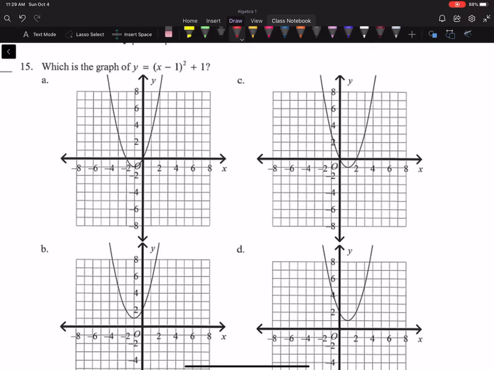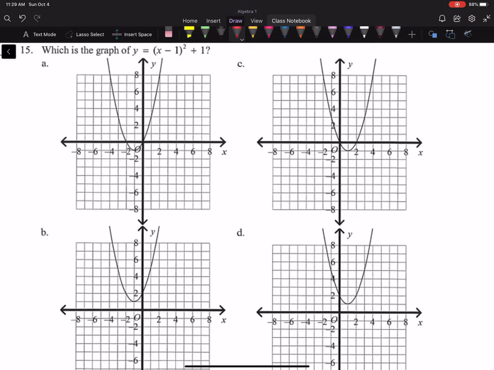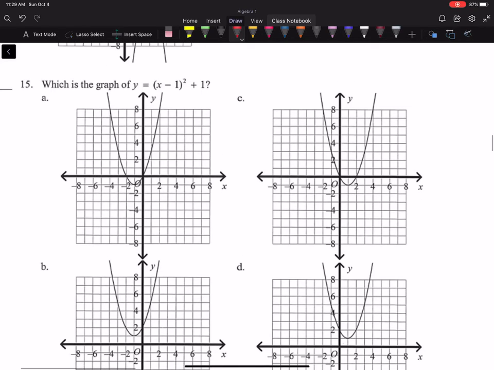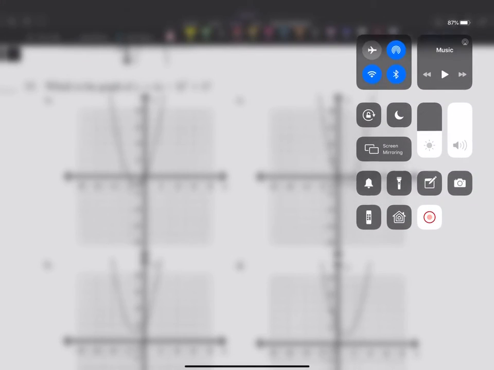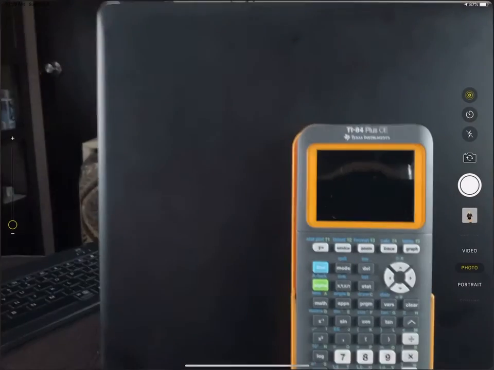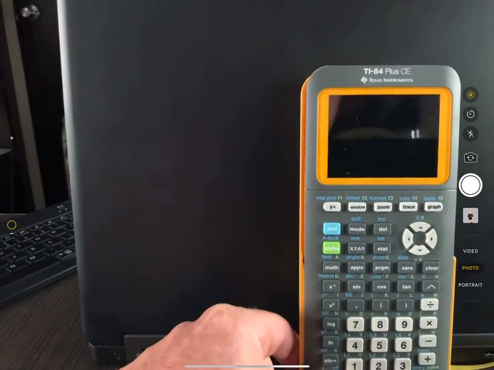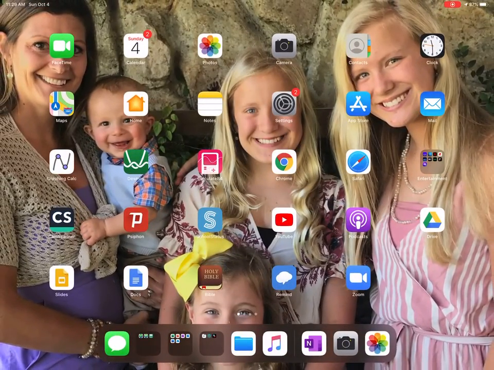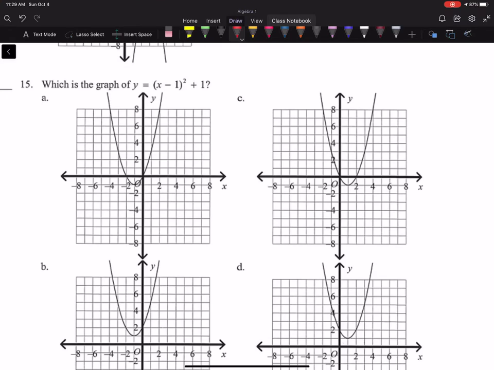15 says, which is the graph of y equals (x minus 1) squared plus 1. So I just noticed this. Nope. Okay, I thought it had 2 of the same answer, but it doesn't. So, we're looking for the graph. You can put this in your calculator, of course, just to show you kind of how to do that. Let me go to my picture. There we go. Hope you can see this. So y equals, what was that equation again? Done forgot it. (x minus 1) squared plus 1.